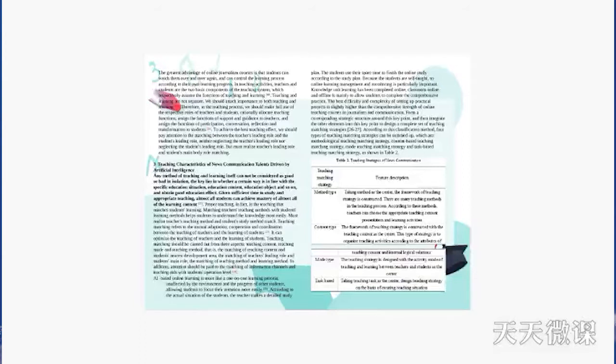The best difficulty and complexity of setting up practical projects is slightly higher than the comprehensive strength of online teaching courses in journalism and communication. Form a corresponding strategic structure around this key point, and then integrate the other elements into this key point to design a complete set of teaching matching strategies. According to this classification method, four types of teaching matching strategies can be summed up, which are methodological teaching matching strategy, content-based teaching matching strategy, mode teaching matching strategy, and task-based teaching matching strategy, as shown in Table 2.